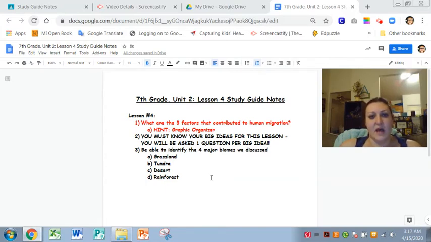As you can see, there's not a whole lot to discuss as far as these notes go. Please remember, black is copy and red is answer. So you have one answer and two copy. The first one is, what are 3 factors that contribute to human migration? This is going to be part of your graphic organizer. It looks like a pyramid, and it has on each of the points the 3 factors that led to human migration and us moving into these biomes and what drove us there.